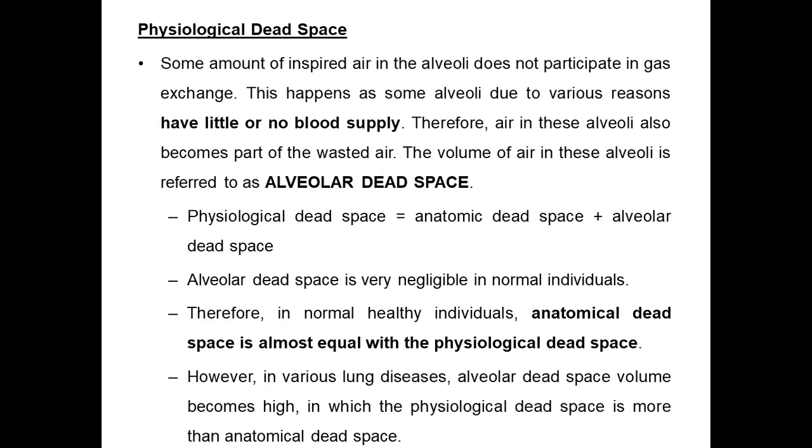So see, anatomically you have 150 milliliters of wasted air, which is the anatomical dead space. But sometimes some alveoli will not have any blood supply, or very little blood supply. So even if they are getting the air, they will not participate in the gas exchange. This part of the air is known as physiological dead space or alveolar dead space. Generally, the physiological dead space is equal to the anatomical dead space plus the alveolar dead space.